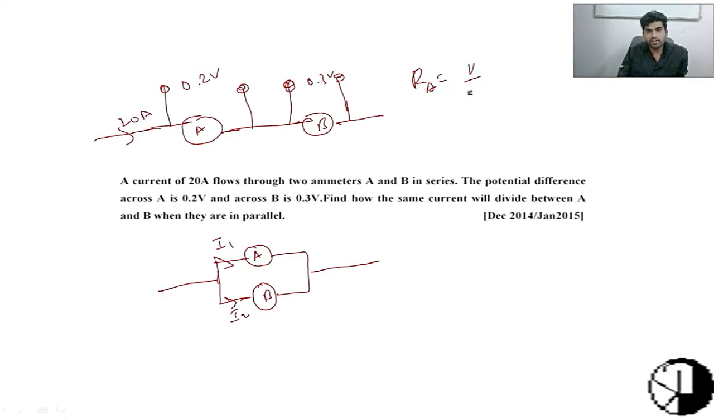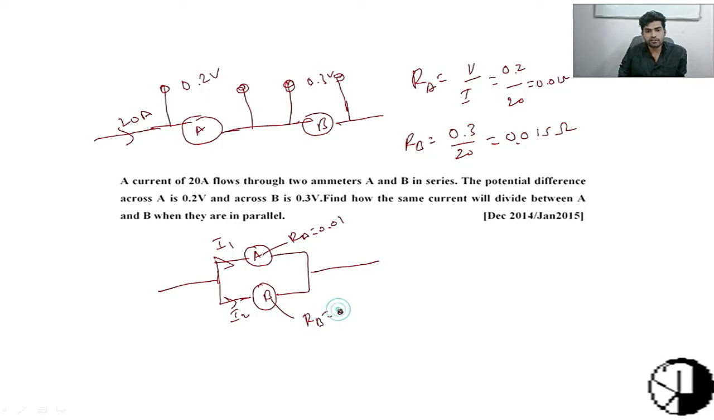So V by I. So 0.2 by 20, that is 0.01 ohm, right? And next there is RB. So similarly 0.3 divided by 20 amps, that is 0.015 ohm. So this RA is 0.01, RB is 0.015. Now we can calculate, right?